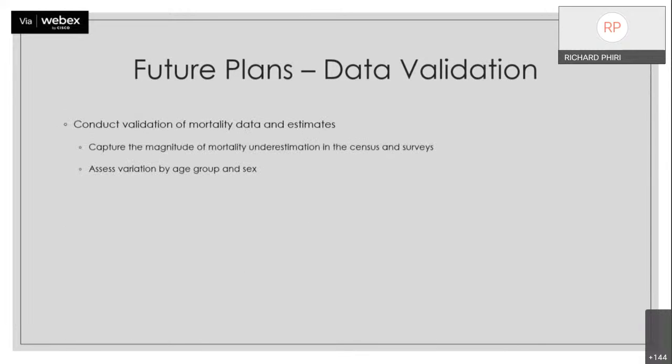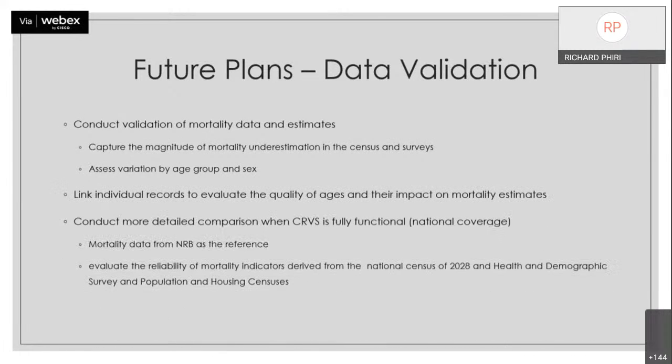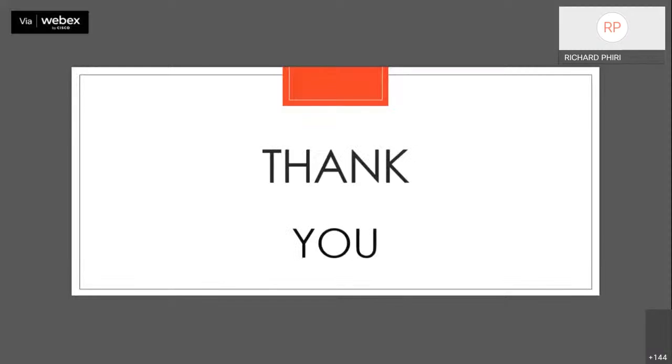Next slide, the final one. For the future plans, because there will be data coming from the National Registration Bureau, we would not be conducting validation of mortality data and estimates. What we're planning to do is to have more detailed information from the surveys and censuses, so that we can match with the data being reported in the system. We plan to use the CRVS as a reference for assessing mortality and evaluating the reliability of the mortality indicators, to quantify the difference between what is being reported in the CRVS system and what the surveys are capturing. I think that's basically what I can say about the experience of Malawi in terms of mortality estimation.